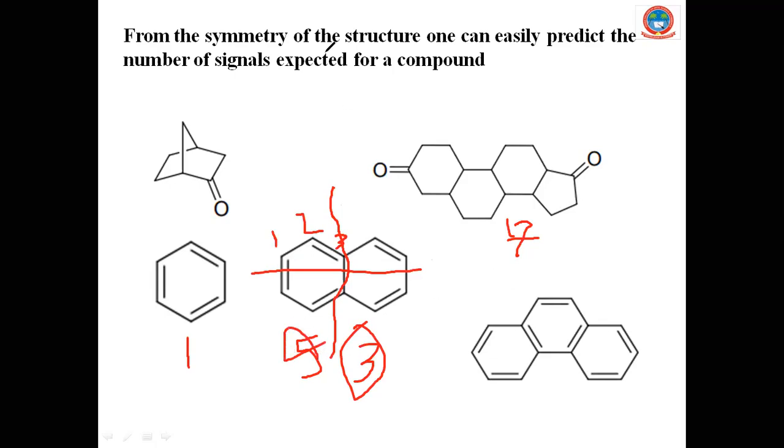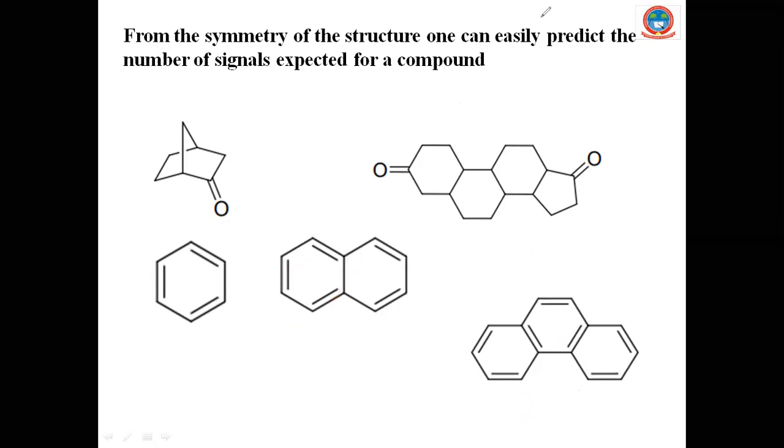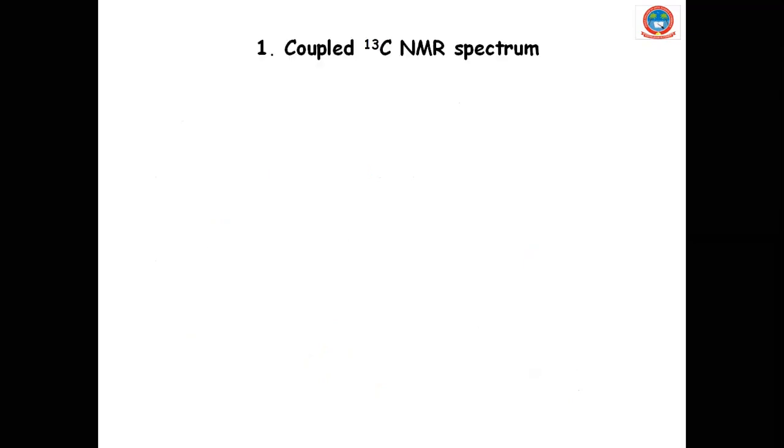What about this? There is symmetry in this molecule. 1, 2, 3, 4, 5, 6, 7 signals. So again, we can say seven. Yes, seven. So like this, we should first have an idea of how many signals we are expecting. Theoretical idea will always help us to find out the correct spectrum.